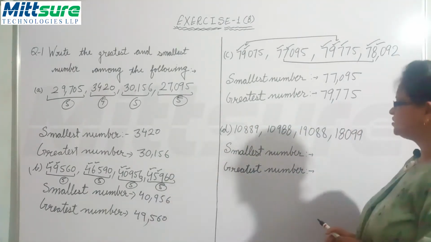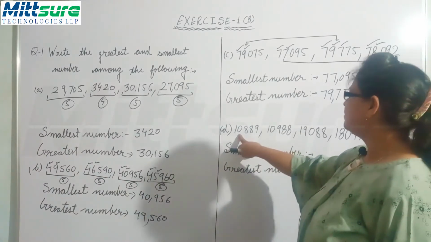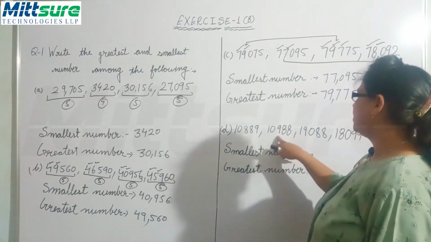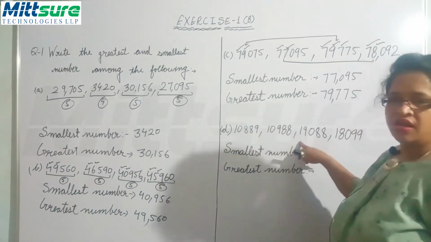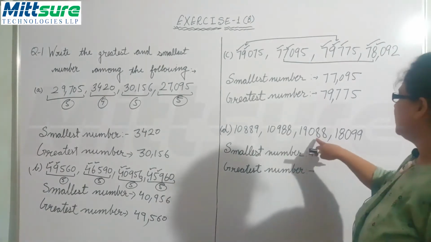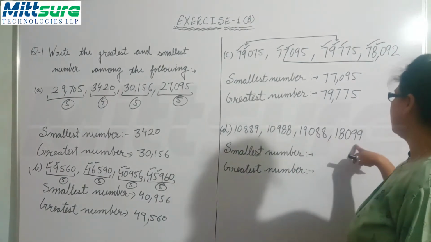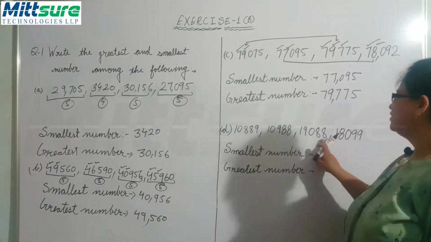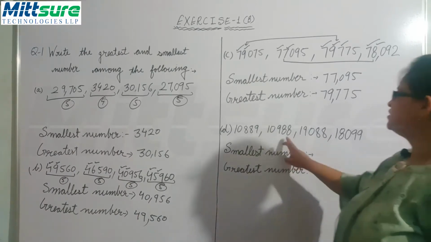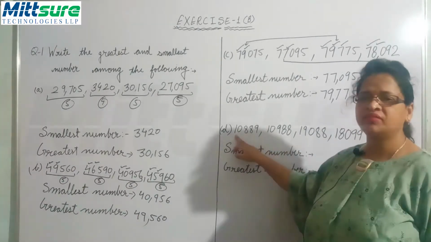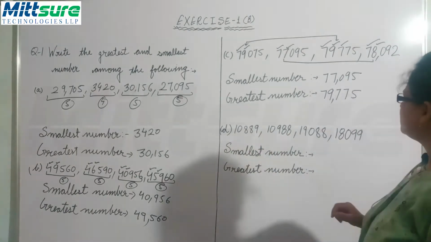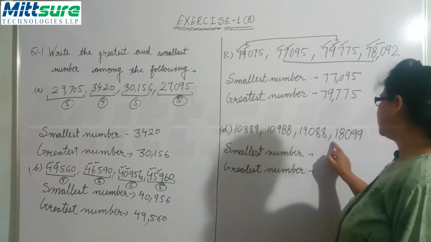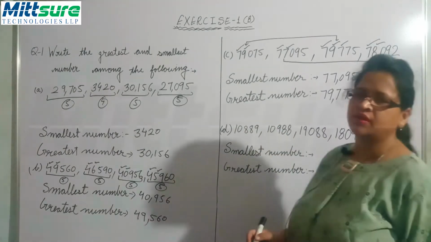Now we will go towards the next numbers, that is 10,889, 10,988, 19,088 and 18,088. Now if we compare, this number is having 5 digits, this number is having 5 digits, this number is having 5 digits, and this number is also having 5 digits. Now first we have to compare the leftmost digit, that is 1, that is 1, that is 1 and that is 1. So we cannot find the greatest number and smallest number.